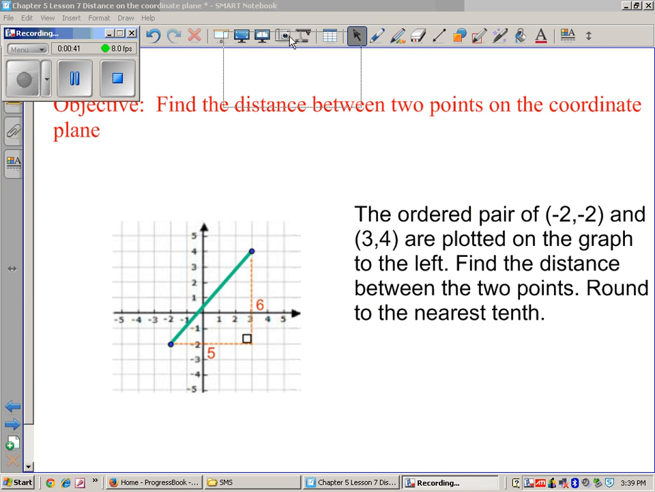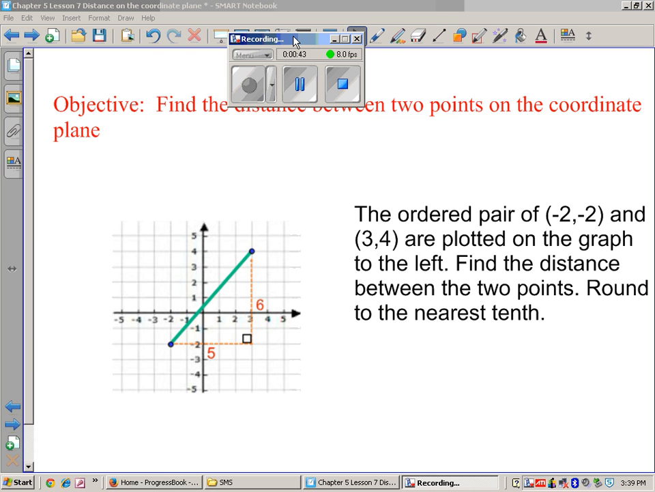Okay, here we have an example. The ordered pairs (-2, -2) and (3, 4) are plotted on the graph to the left. Find the distance between the 2 points. Now, one thing we can do on a coordinate plane is use our Pythagorean theorem to find the distance. That's one way, and also the distance formula, which we will look at next slide.